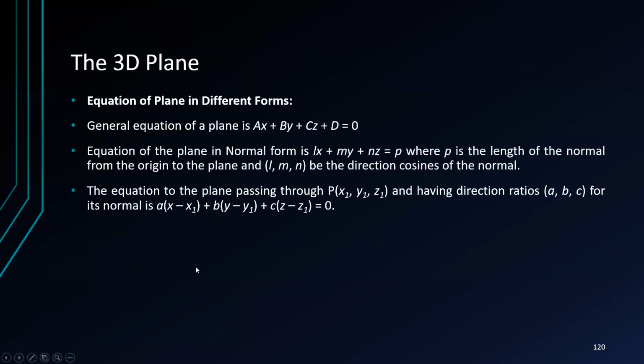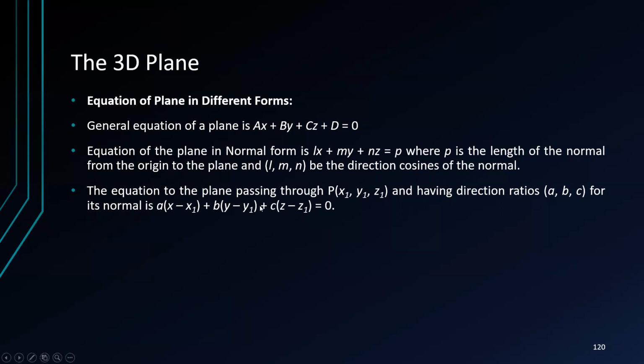Then the 3D plane. Equation of a plane in different forms. The general equation of a plane is ax plus by plus cz plus d is equal to 0. The equation of the plane in normal form is lx plus my plus nz is equal to p, where p is the length of the normal from the origin to the plane, and l, m, n are the direction cosines of the normal.